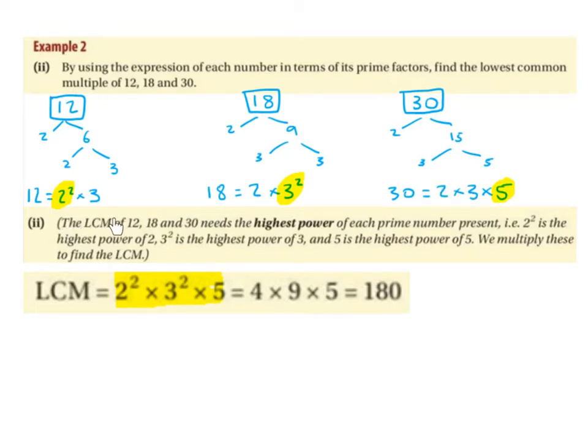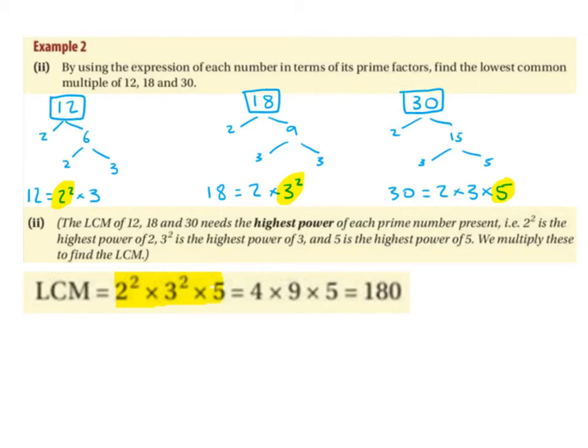So the LCM of 12, 18 and 30 needs to be the highest power of each prime number present, i.e. 2 squared is the highest power of 2. So we see we've got a 2 squared, a 2 and a 2, so 2 squared is the highest power of 2. 3 squared is the highest power of 3. So we have a 3 squared and a 3, so 3 squared is the highest power of 3. And 5 is the highest power of 5, so we've just got 5 on its own, so that's the highest power. Technically it's 5 to the power 1.